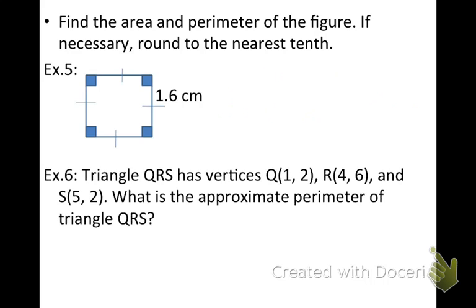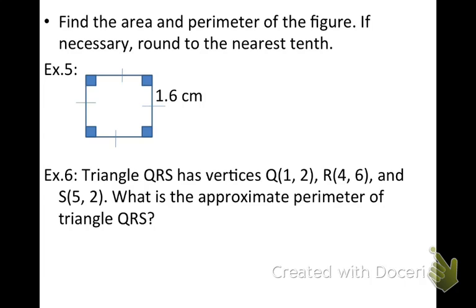Triangle QRS has vertices in the coordinate plane, Q at point 1, 2, R at the point 4, 6, and S at the point 5, 2. What is the approximate perimeter of triangle QRS? Well, in order to find the perimeter, we actually need to find the length of the sides. That's going to require our distance formula.